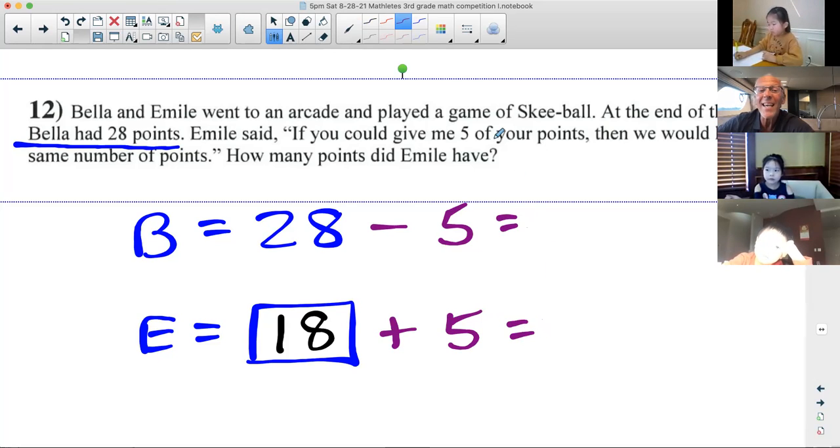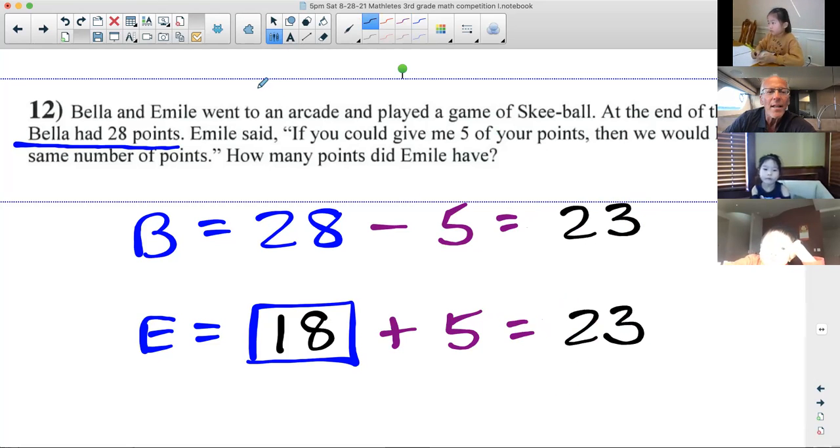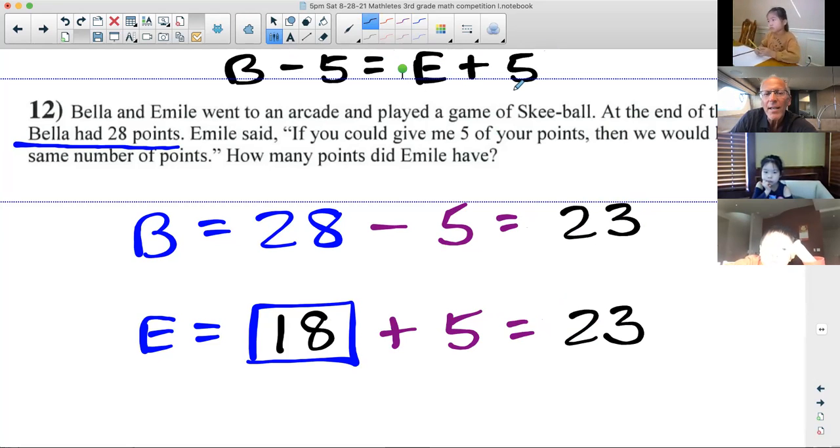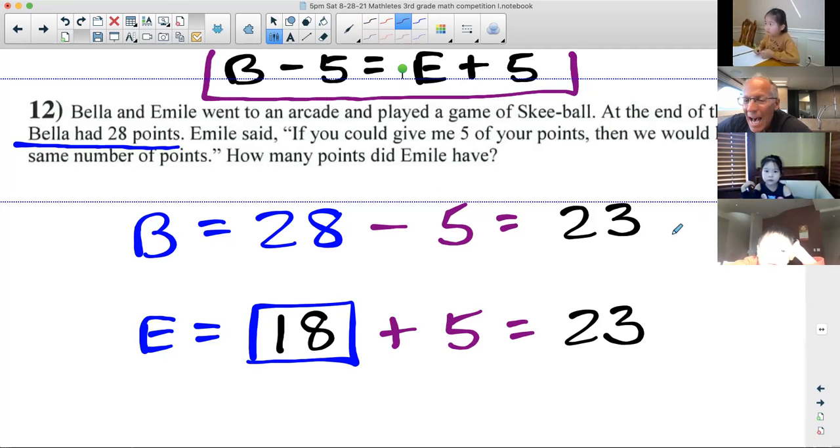23. Yes. And guys, check that out. That means that Bella minus 5 equals Emil plus 5. Isn't that a beautiful equation? Look how beautiful that equation is. Now, I have another question for you.